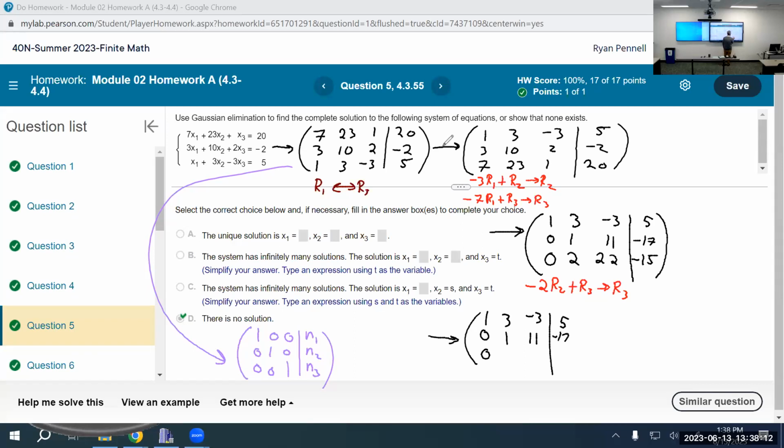-2 times 1 is -2 plus 2 is 0. -2 times 11 is -22 plus 22 is 0. Then -2 times -17 is -34, which is not 0. It's not 0. What we've shown here is that 0 equals a number that's not 0.